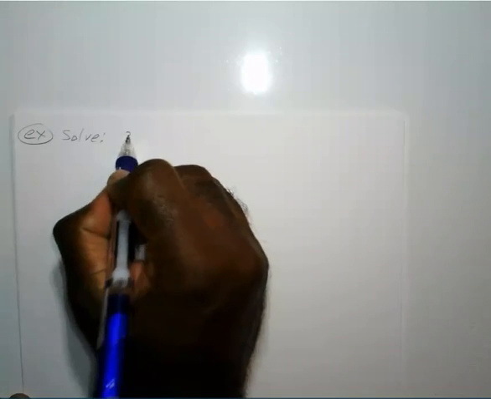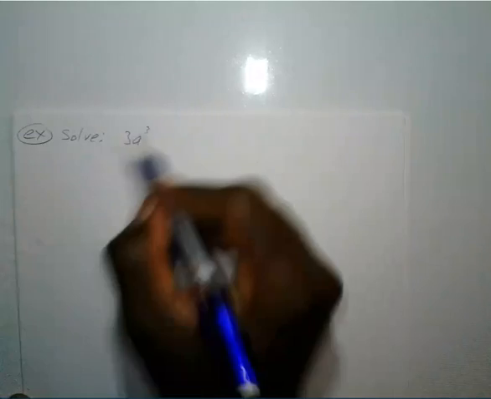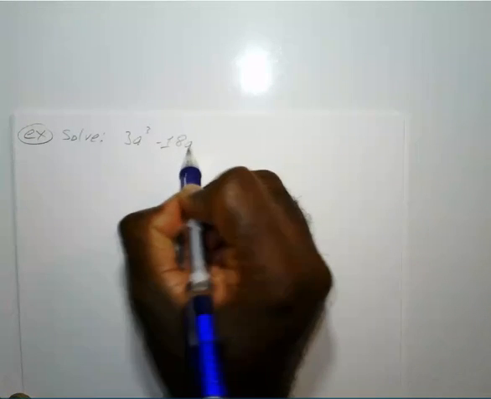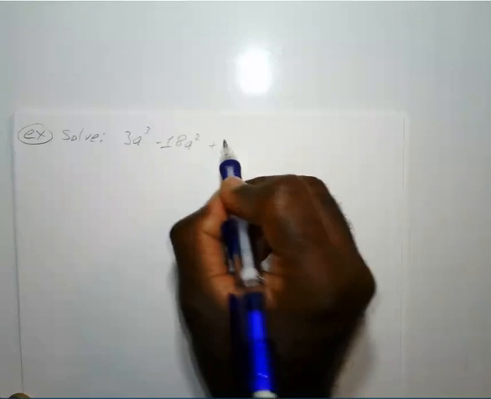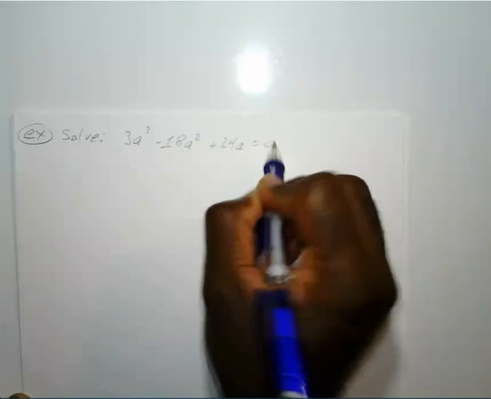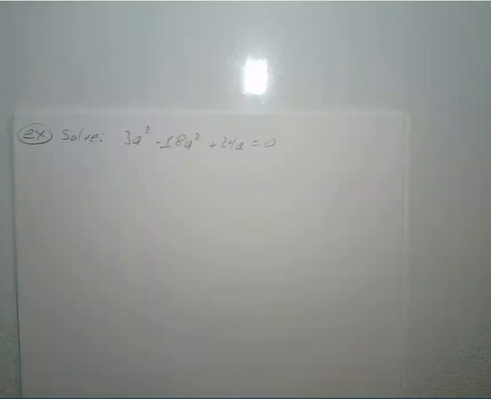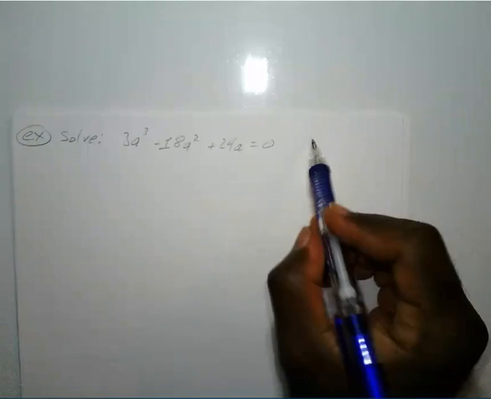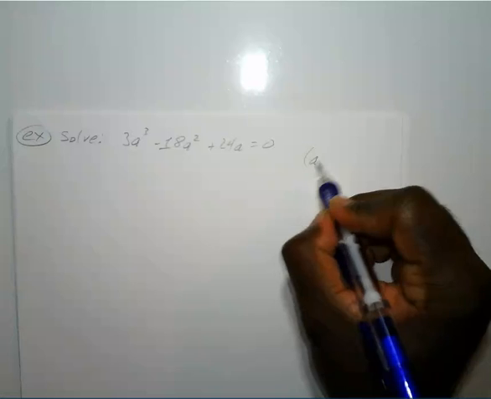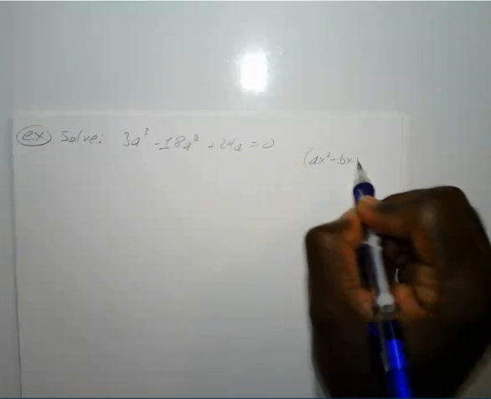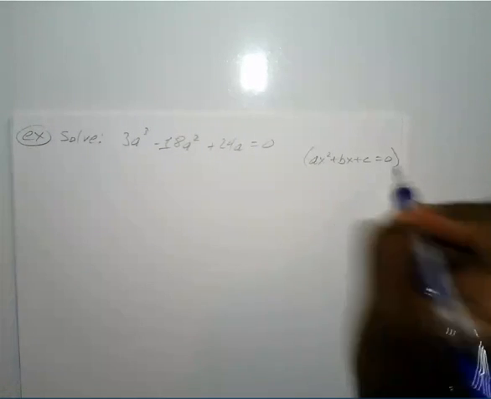Alright, so for example, what if we wanted to solve 3a to the third power minus 18a squared plus 24a equals 0. Now remember, it has to be in the form ax squared plus bx plus c equals 0. That's our quadratic form.